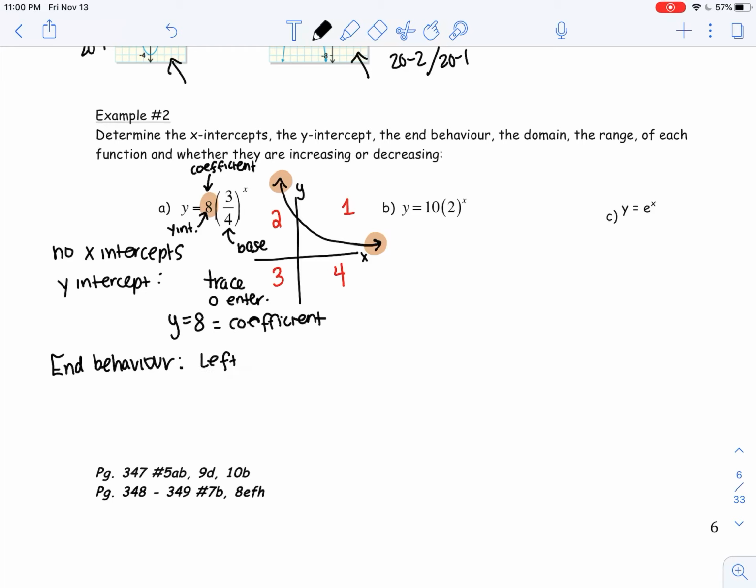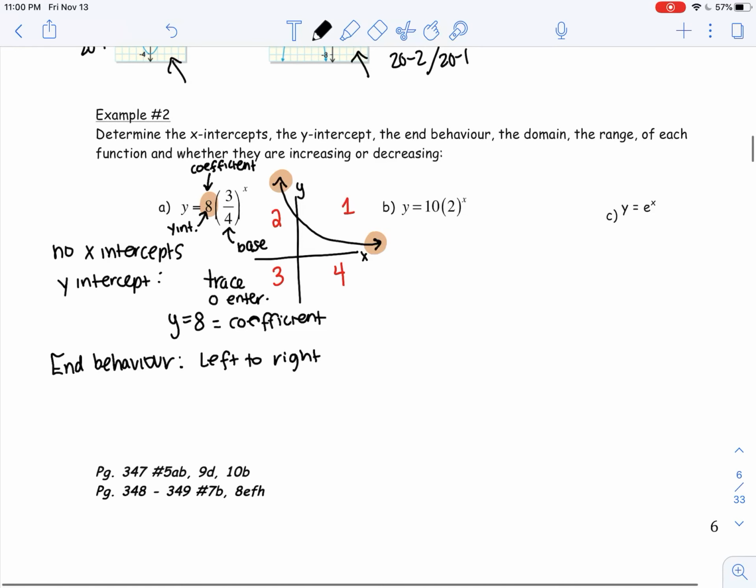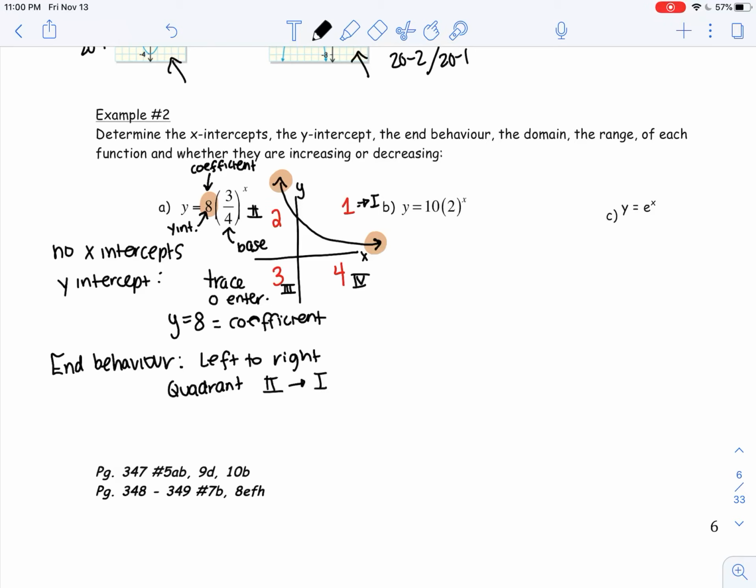So our end behavior is always going from left to right. And we're saying the left end of the graph is in quadrant number 2. And we're going to use Roman numerals instead of saying just 1, 2. This is quadrant number 3, and this is quadrant number 4. So usually you'll see quadrants labeled in Roman numerals. So we're going from quadrant number 2 to quadrant number 1. So that's our end behavior.